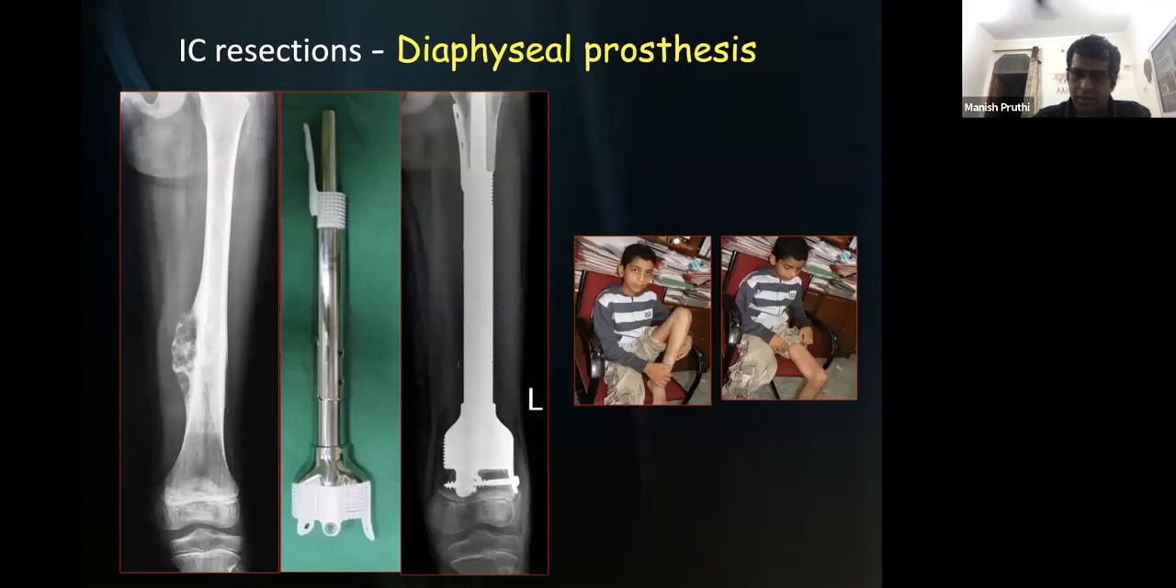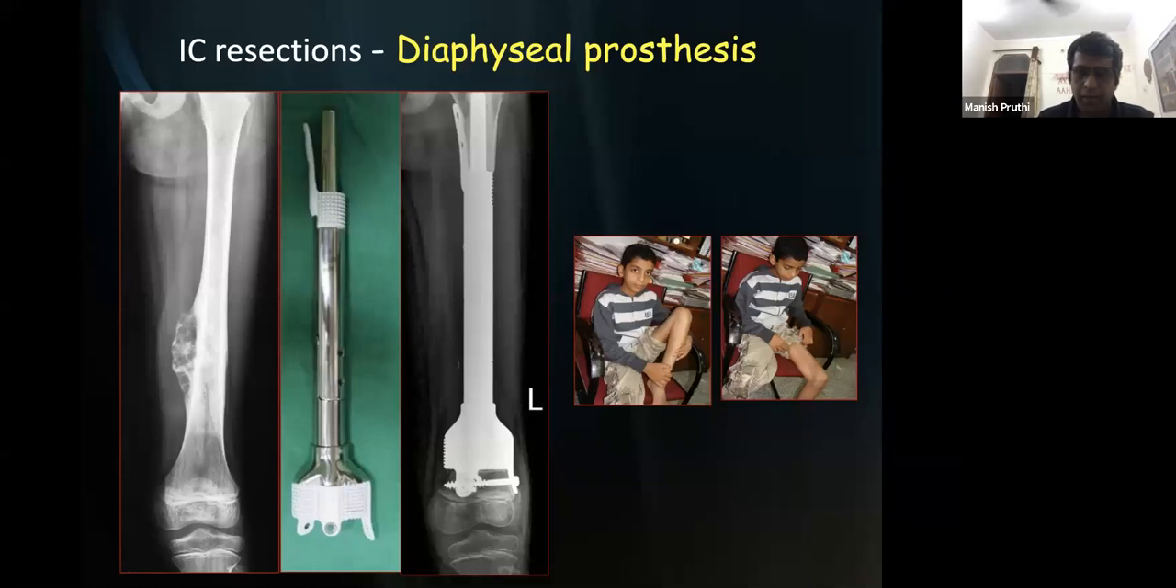Or we can get a diaphyseal prosthesis also. Like this was an intercalary prosthesis for a sarcoma in the diaphysis of the femur. As you can see, there's a long flange in the metaphyseal segment distally. And proximally, there's a small stem which can go into the intramedullary segment with a side plate.